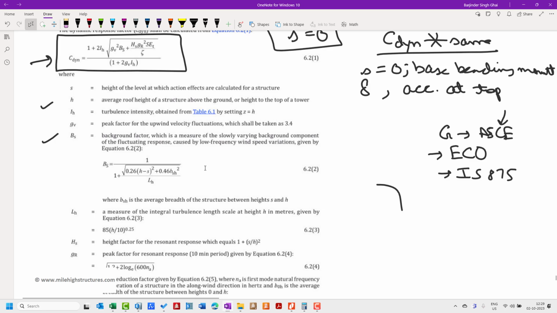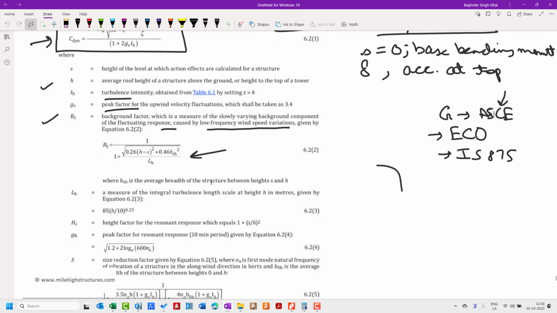One term they talk about is the turbulence intensity. The second term is the peak factor, GV. The third term all of them talk about is the background factor. The background factor is basically the measure of the slowly varying background component of the fluctuating response caused by low frequency wind speed variation, given by this particular equation. So the background factor has to be calculated, doesn't matter in which country you are doing structural engineering.